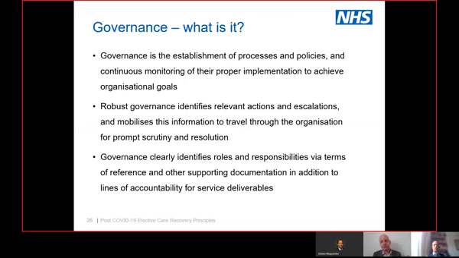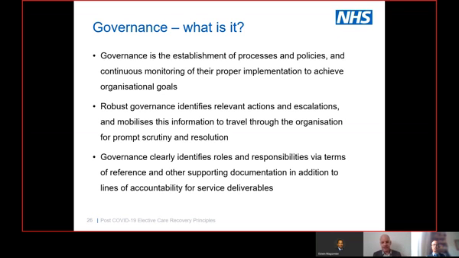So what do we mean when we say governance? Well, elective care governance is the establishment of processes and policies which inform the organisational goals and continuous monitoring of their proper implementation to achieve said goals. And I think our primary goal in any healthcare setting is to ensure that our patients are getting their clinical interventions and treatments as soon as clinically appropriate, and everything should be shaped around that.